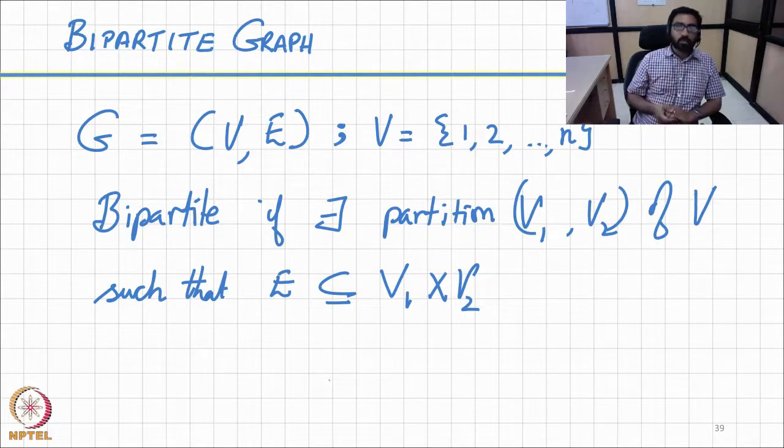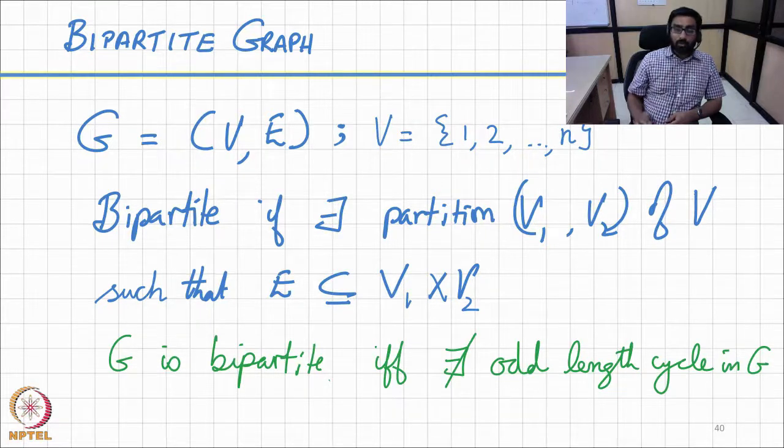And let's remind ourselves what we mean by a graph being a bipartite graph. Such a graph must have a partition of its vertices into sets V1 and V2, such that the edges are a subset of V1 cross V2. So the edges can only be of the form where they connect one vertex from V1 and one vertex from V2. But unlike the biclique, it doesn't have to be exactly V1 cross V2.